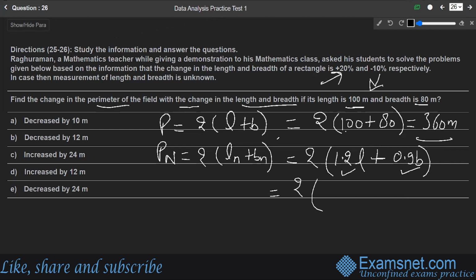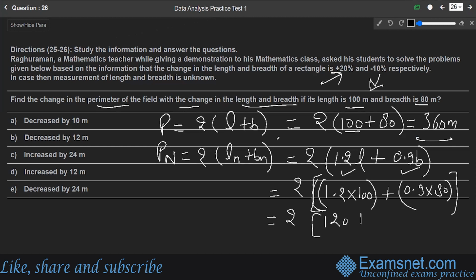Earlier it was 180. So we can find out 1.2 into 100 for the length part, and for the breadth part it has to be 0.9 into 80. These are the new perimeter values. If we calculate this further, 1.2 into 100 is simply going to be 120 plus 0.9 into 80 is going to be 72, which brings out to be twice of 192, which is nothing but 384 meters. So this is the new perimeter, 384 meter.